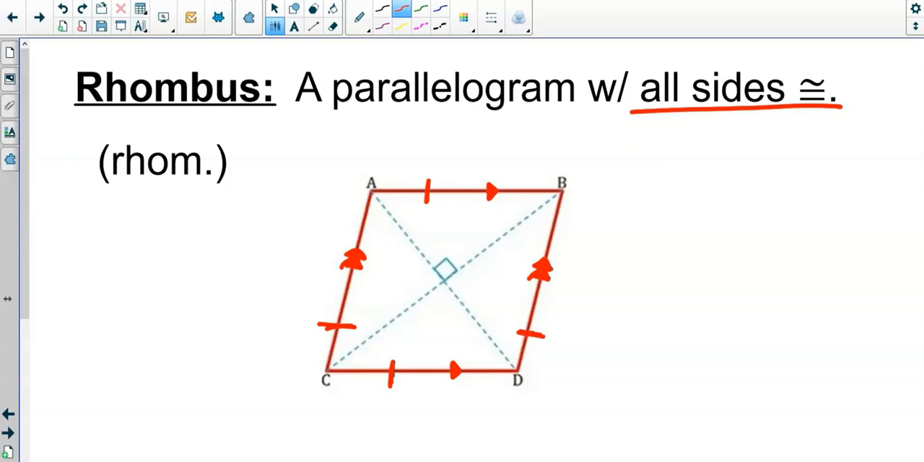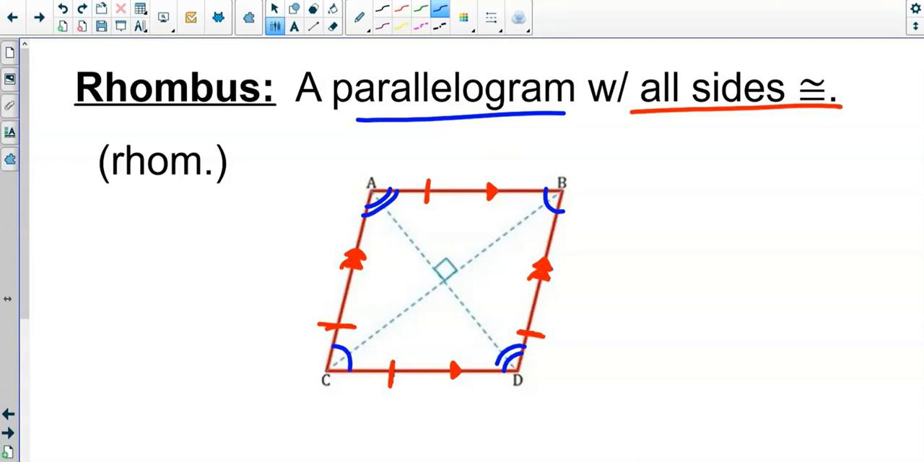And then the last piece of the rhombus, because it's a parallelogram, you have those opposite angles that are congruent. So again, you see all the properties of the parallelogram in there, just one new special property. When all sides are congruent on a parallelogram, you have a rhombus. When all angles are congruent on a parallelogram, you have a rectangle.